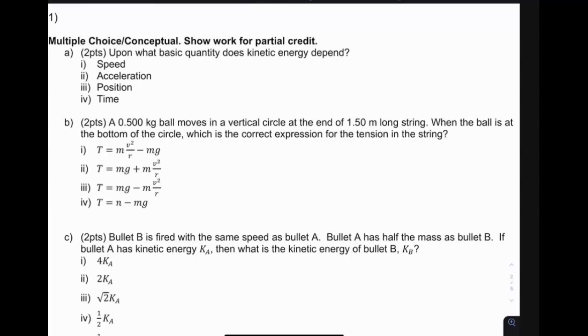In Part A, upon what basic quantity does kinetic energy depend? Well, we know that kinetic energy is equal to 1/2 the mass times the velocity squared. So the choice is speed.